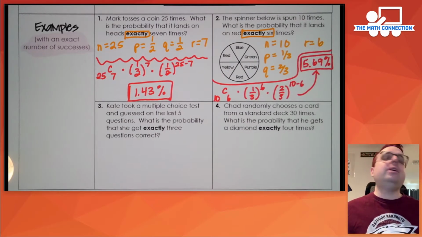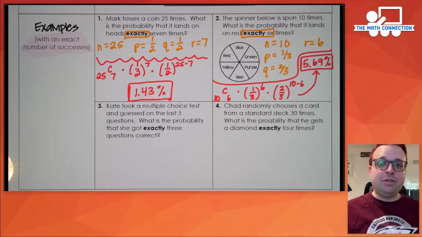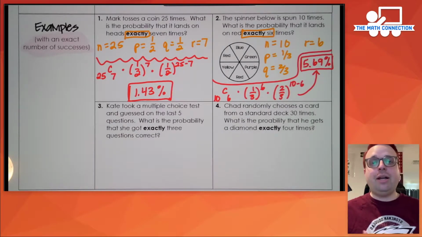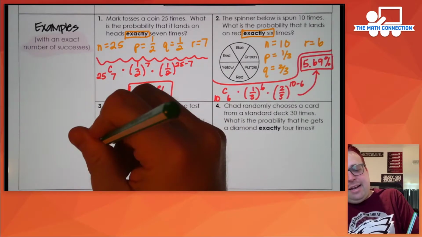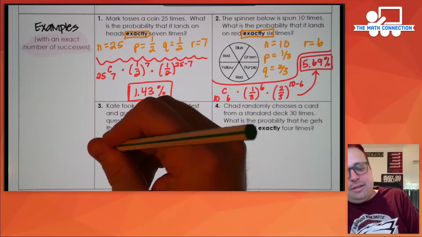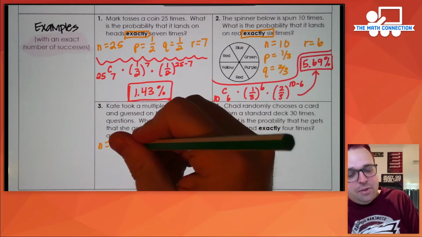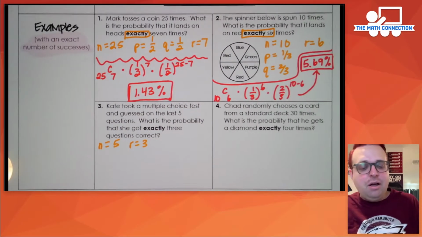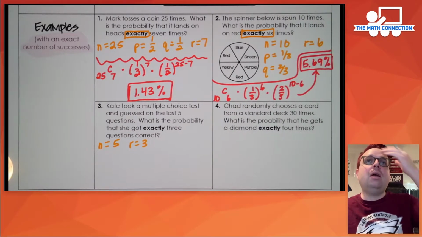So if you imagine this scenario as a probability, every question that she answers, which is 5 of them, is a trial, because you're either going to get it right or get it wrong. So the N is going to be 5, because there are 5 trials, and the R will be 3, because the exact number of successes is supposed to be 3.